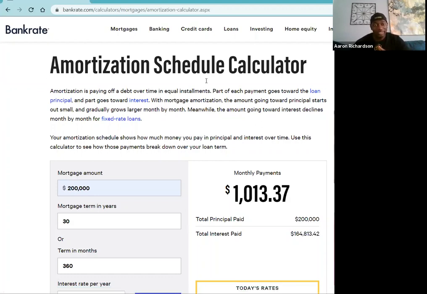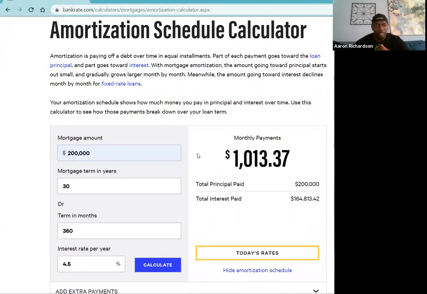I wanted to make a video to go over an amortization schedule. What is amortization? This is a big word and a word that maybe a lot of people are not familiar with, but it relates to your mortgage, and it shows how a mortgage is paid off over time. So I wanted to give a quick example. I love using this bankrate.com mortgage calculator. They have a lot of great useful mortgage calculators, but I wanted to go over a quick example of what an amortization schedule is.